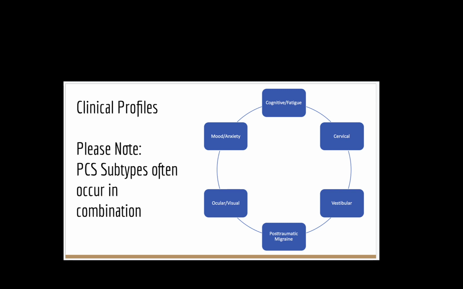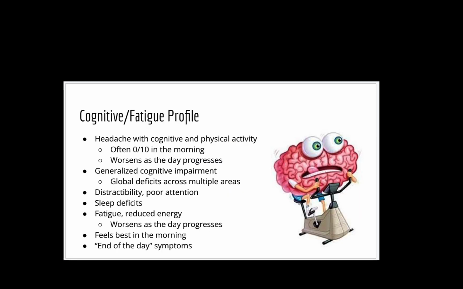Okay, so the major categories are cognitive fatigue, a cervical category, vestibular subtype, post-traumatic migraine, ocular or visual category, and then mood anxiety. Let's start first with the cognitive fatigue profile. This is the individual that typically feels really good in the morning, but starts to worsen as the day progresses. In fact, the more activity, effort, and energy they expend throughout the day, the more they'll typically report increasing symptoms. Usually it's headache. Again, the number one most common symptom is headache.